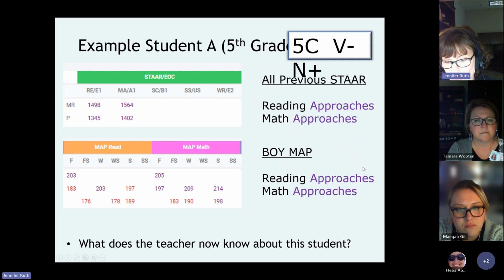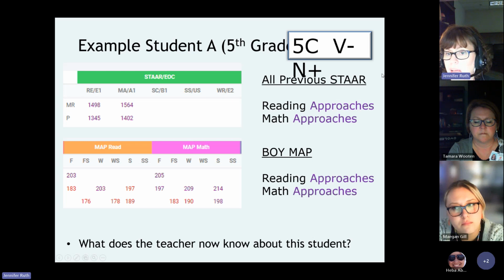This is what the CogAT score actually is. So this student is a 5C, so he has a contrast with a V negative and an N plus. So this student has an average cognitive ability. He has a weakness in the verbal domain and a strength in the nonverbal domain. So this student has an average cognitive ability and should be doing fine academically. However, the fact that they have a verbal weakness may be impacting their achievement.